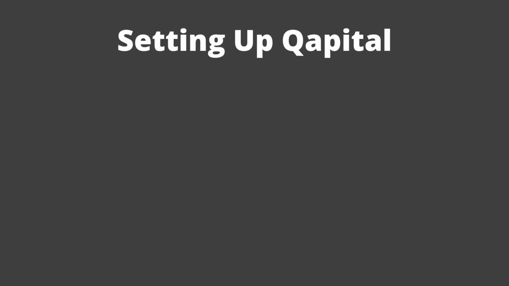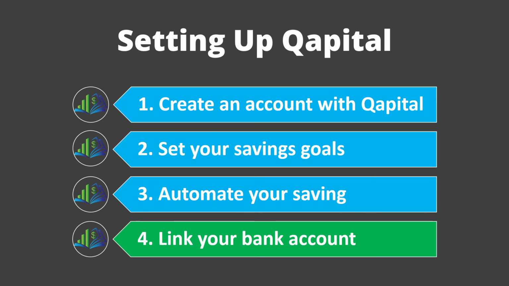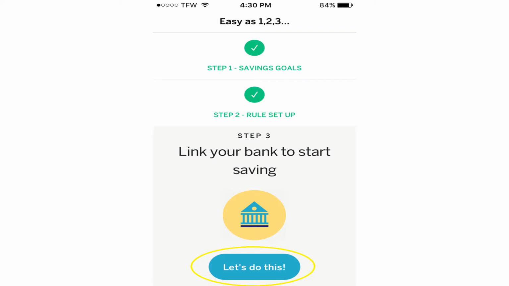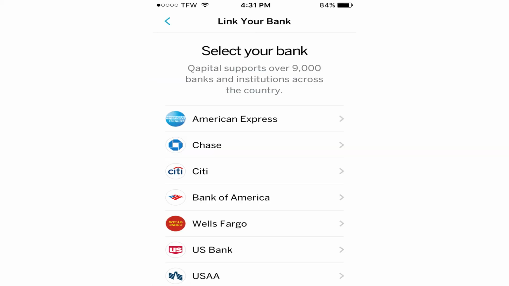So step 4, the last step, is to link your bank account in. So this will be the bank account that you want Qapital to pull from when moving money into savings. Back in the Qapital app, tap Let's Do This. Choose your bank or type it in if you can't find it.